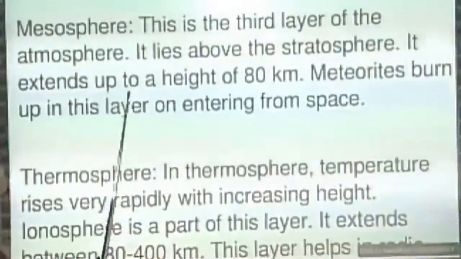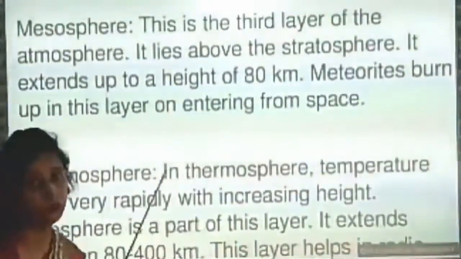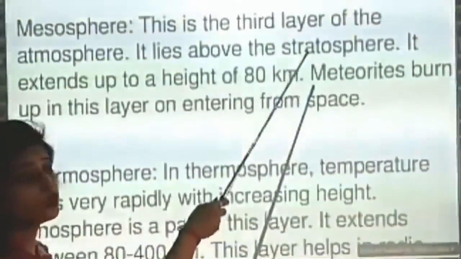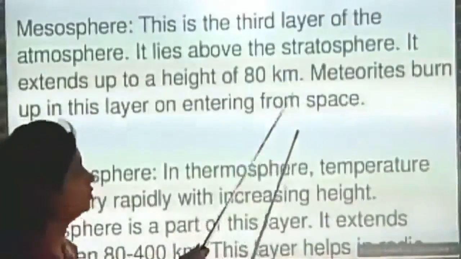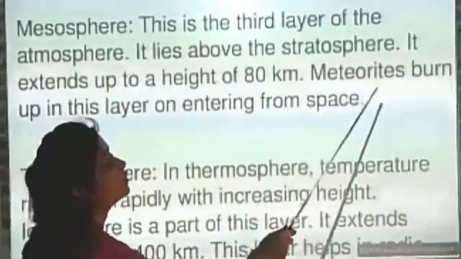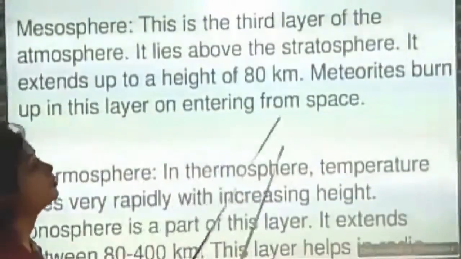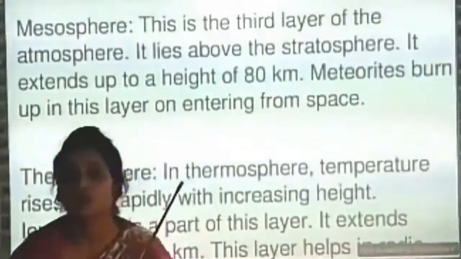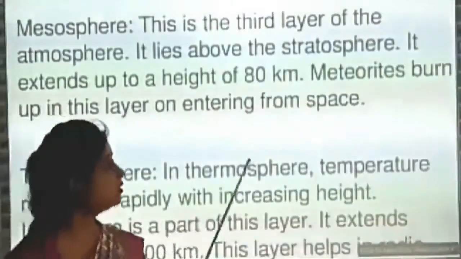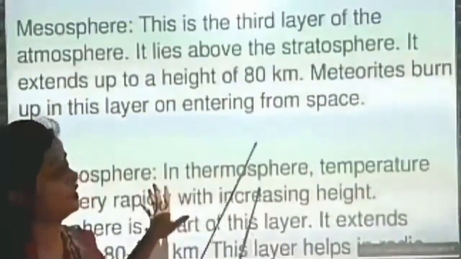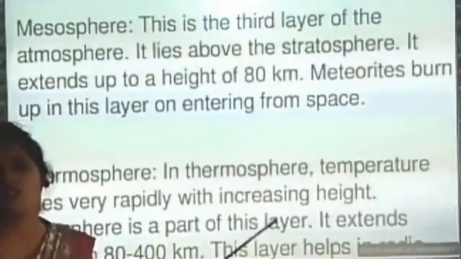It extends up to a height of 80 kilometers, and the height of this layer is from the stratosphere to 80 kilometers. All the meteoroids burn in this layer on entering from space. The meteoroids and asteroids that are coming to our Earth are destroyed and burned in this layer. So we are safe.